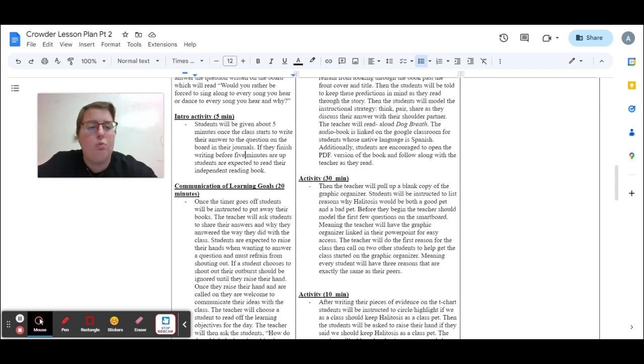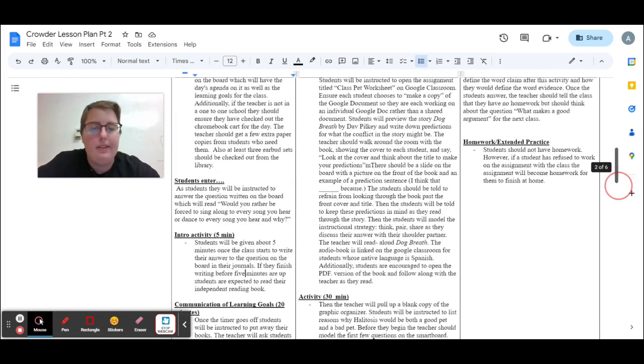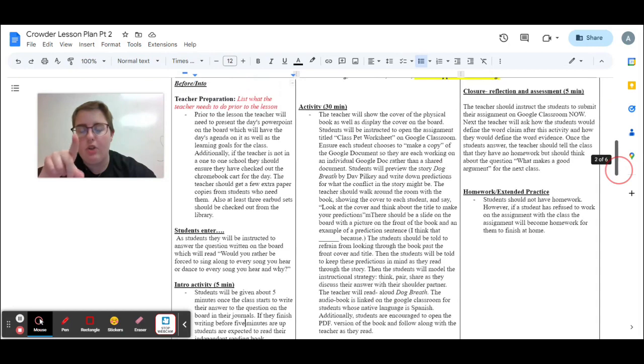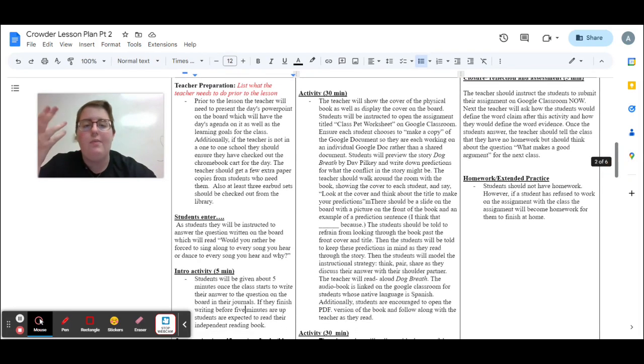I want to say that one of my favorite performance assessments, before I did this lesson, I would have had to talk to them about how to make predictions, because for the class pet worksheet, the first page is them making a prediction. So they need to have that prior knowledge on how to make predictions. But by including this in this lesson plan, I can assess if they understood the lesson I taught them on how to make predictions.